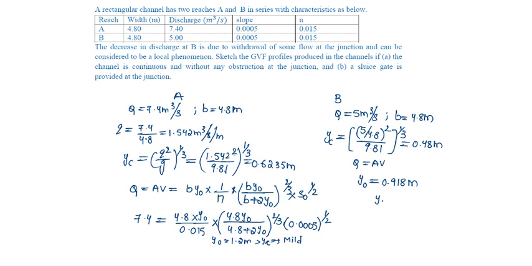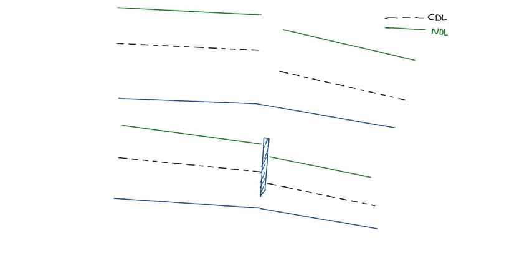Since y naught is greater than yc, this is also a mild slope, but y naught in reach A is greater than y naught in reach B. So A is a milder slope and B is a mild slope. So let us draw that. This is a milder slope and a mild slope.